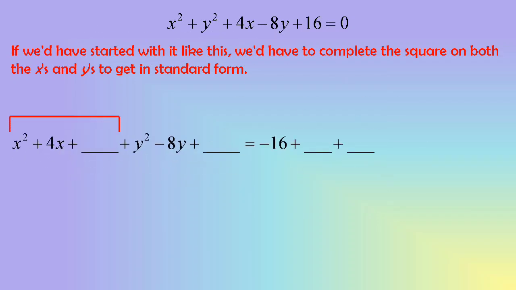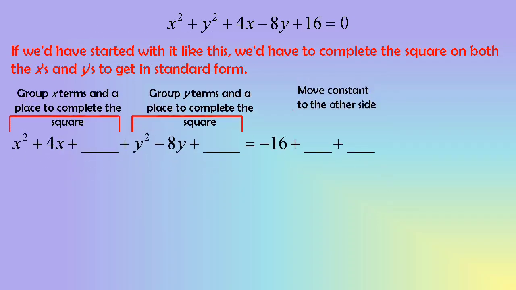Okay, so group the x terms and place blanks to complete the square, same as with y, and we are going to move the constant term to the other side of the equation. Now, to complete the square for x, we're going to divide the middle term by 2, as well as with y.